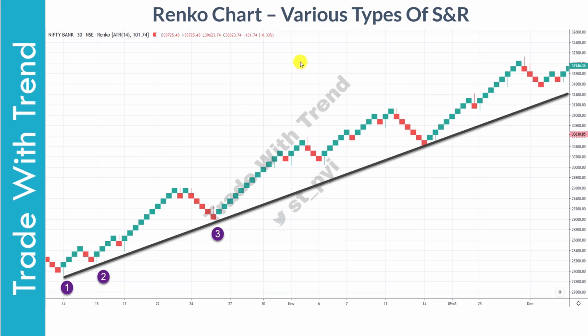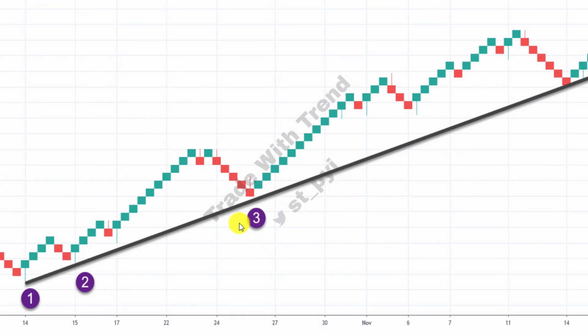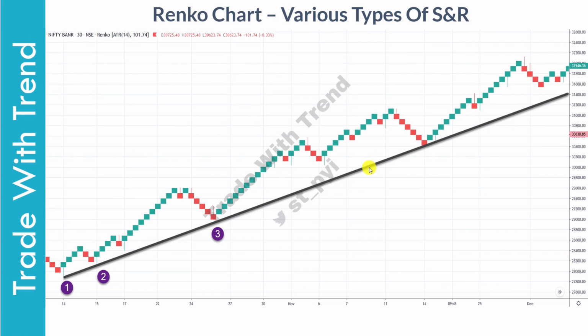So the first type of support and resistance that you can see through a Renko chart is in the form of a simple trend line. Now, once you have 3 points in place where price has repeatedly revisited the trend line, then you can extend that line further, and this would potentially act as a support level heading ahead.